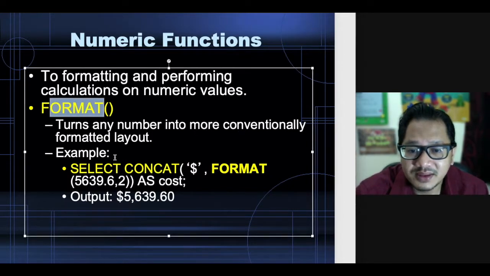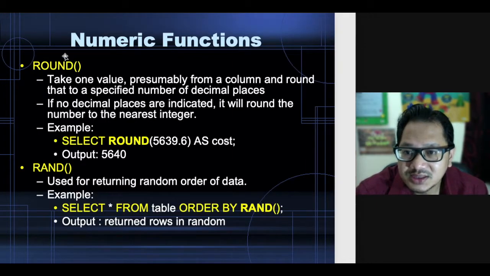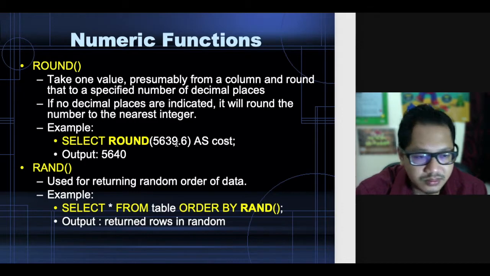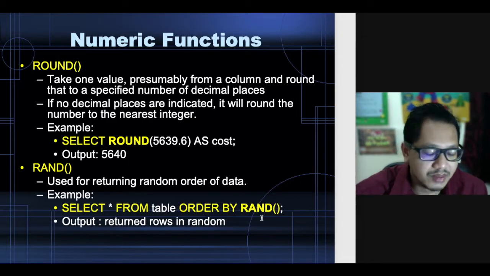You can format. Select, concat, and then kita akan put a formatting. Kat sini dia akan put AS cost, so dia akan put a $ sign. This is for formatting numeric values. And this one you can use ROUND, so dia akan remove yang decimal. Dia akan round. This one for random: from the table, order by random. Dia akan buat random, dia akan retrieve by random.